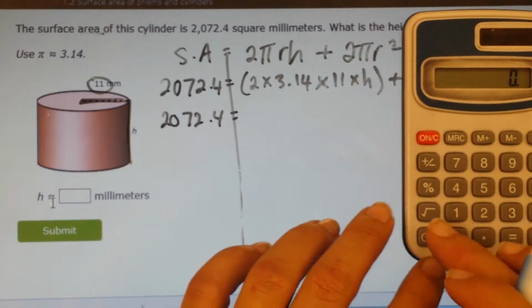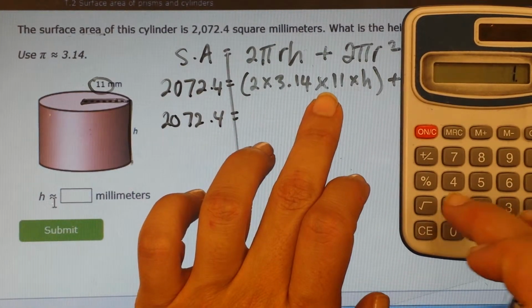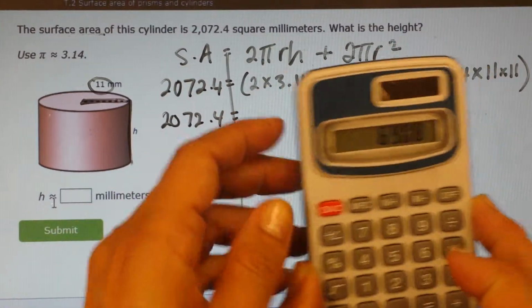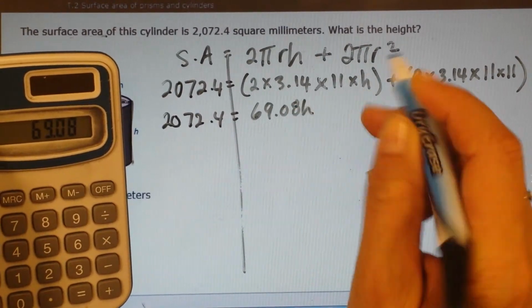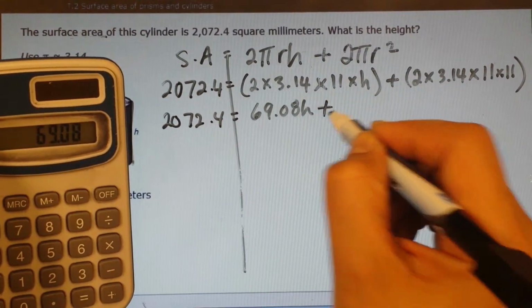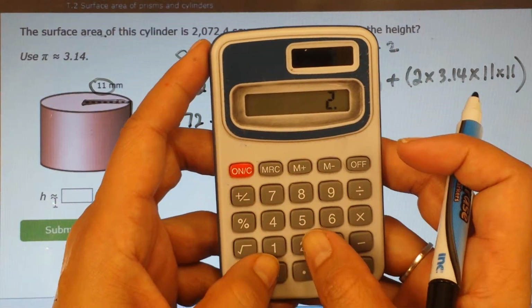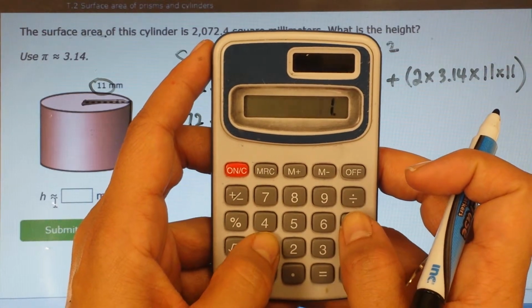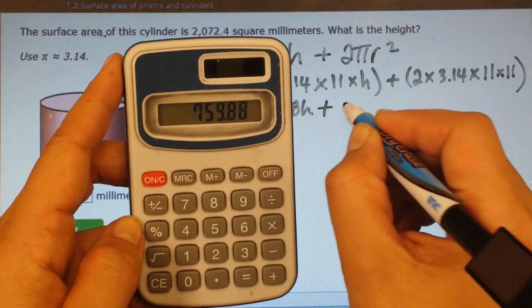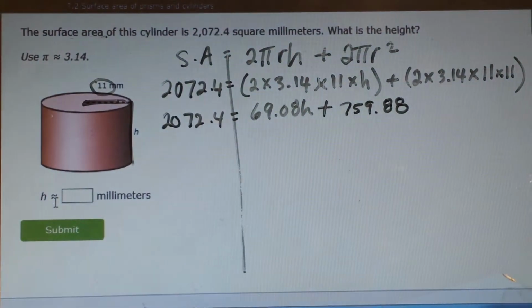Let me go ahead and combine all these terms together. So I have 2 times 3.14 times 11 equals 69.08, and h, because it's times h, right? Plus, combine all these numbers together, we have 2 times 3.14 times 11 times 11 equals. So that number is 759.88.